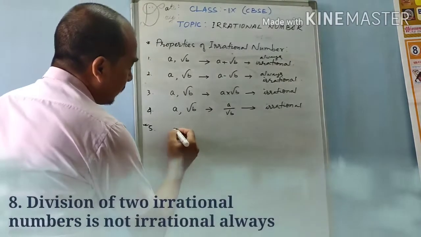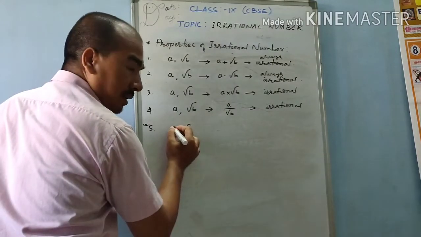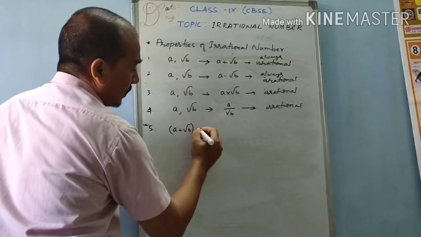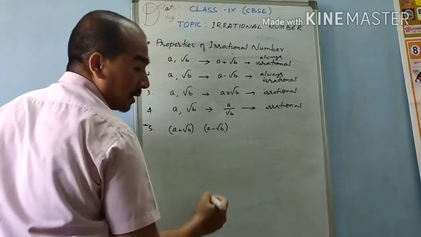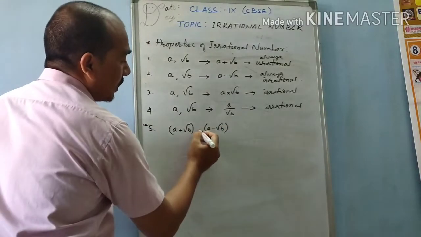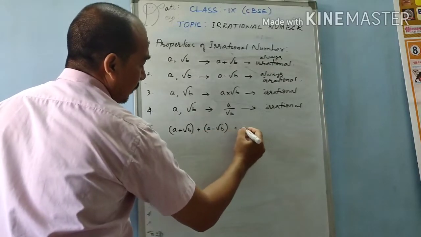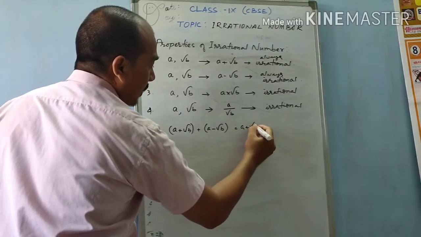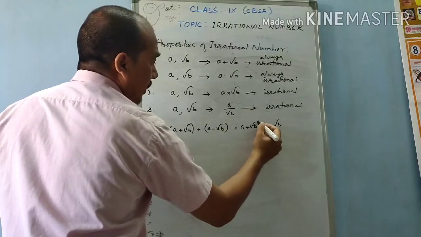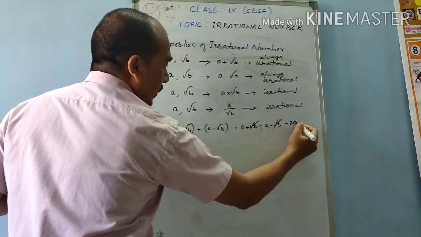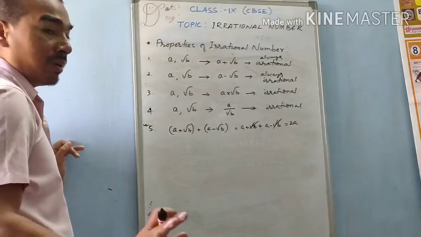First one, a plus root b is one irrational number. Another one is a minus root b. This is also an irrational number. Then if I find the sum of these two numbers, what answer will come? a plus root b plus a minus root b. So root b and root b cancel. What is the answer now? 2a. So 2a is a rational number. It is not always irrational.